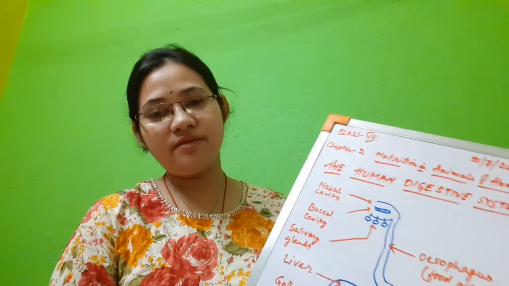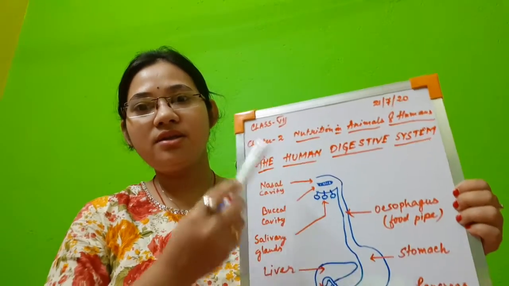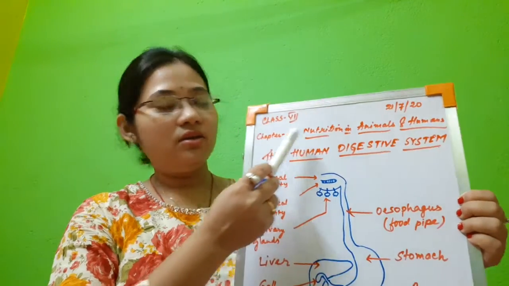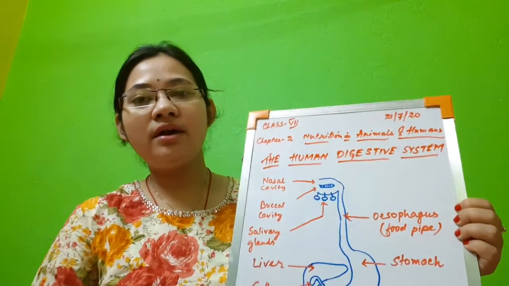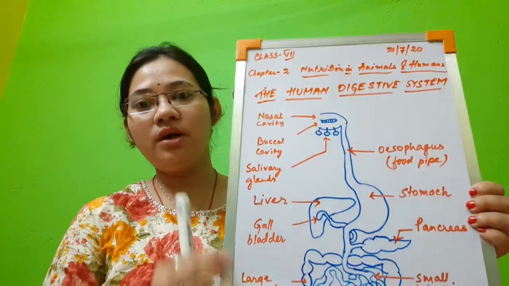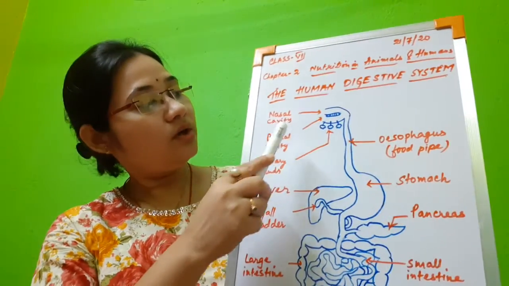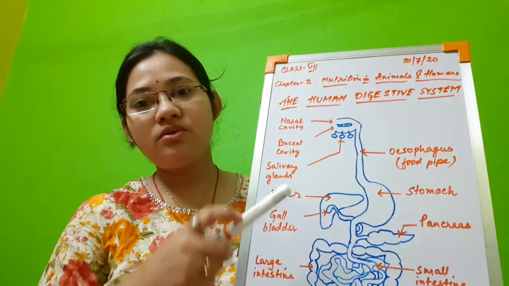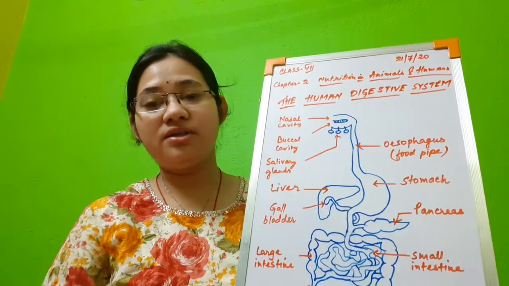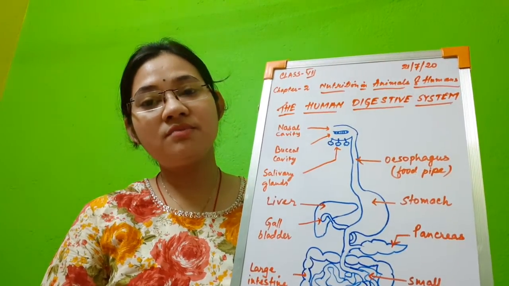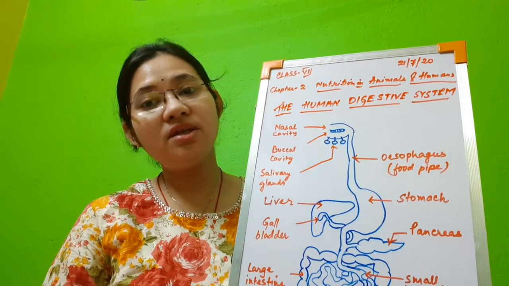Today we are going to study the human digestive system. We were studying chapter 2, nutrition in animals and humans. Now we are going to study the human digestive system. In the human digestive system you should also know that there are various parts. The human digestive system is also called the alimentary canal.